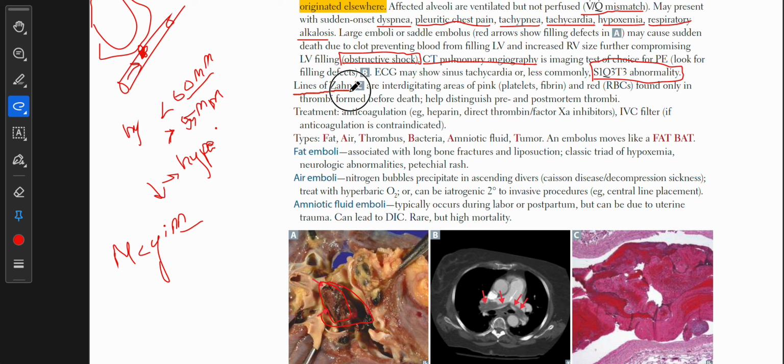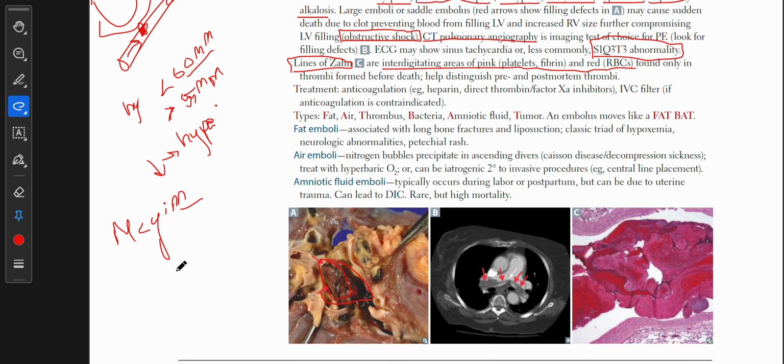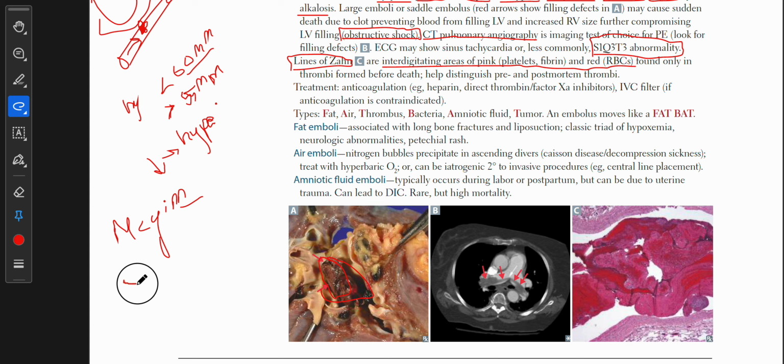And there are lines of Zahn. Lines of Zahn are actually interdigitating areas of pink and red. So pink is due to precipitated fibrin, and red is due to RBCs, found only in thrombi formed before death. So basically, we can distinguish if the thrombus is formed before death or after death. If there is presence of lines of Zahn, that indicates that the thrombus is formed before death, and if there is absence of lines of Zahn, that means the thrombus is formed after death. It helps in distinguishing pre and postmortem thrombi.